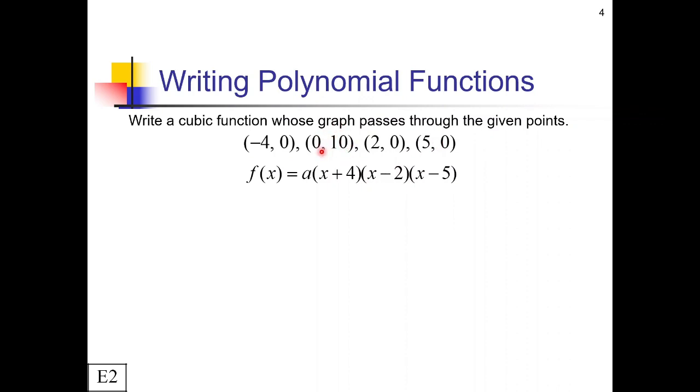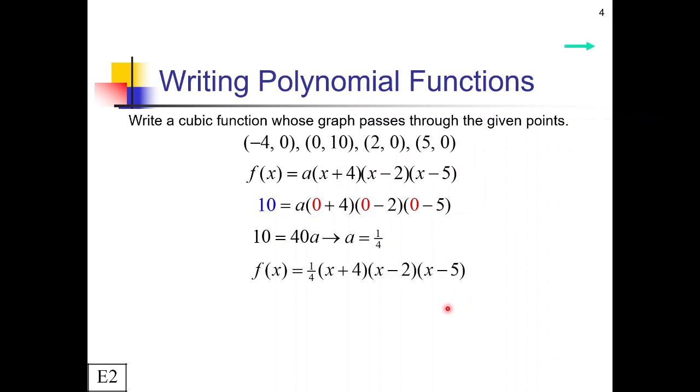So now we'll use this 0, 10 point to get our a value. So I'm plugging 10 in for f of x, or y if you like, and then 0 is going in for all these x's. So we have 4 times, this is basically times 10 here, so that's 40a. And then dividing by 40, we get 1 over 4 if we reduce that. Plugging that back in, we have f of x equals 1/4, x plus 4, x minus 2, x minus 5.